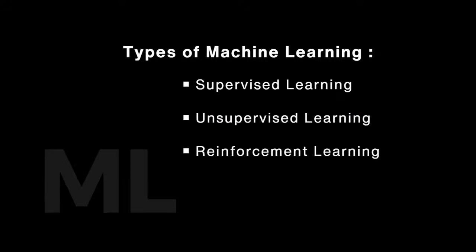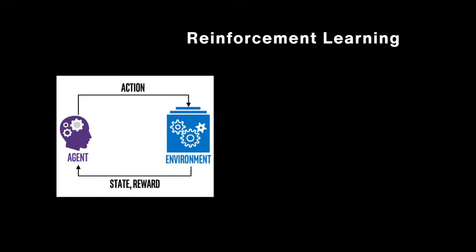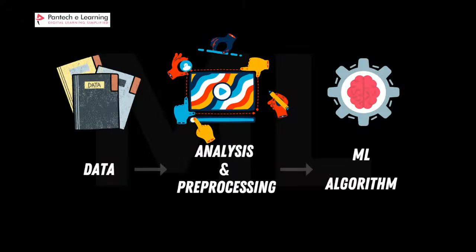Okay, what are the types? Supervised learning, unsupervised learning, semi-supervised learning, and reinforcement learning. These are the four types of machine learning concepts. Now we will understand the process.